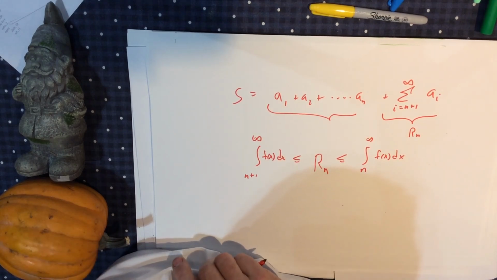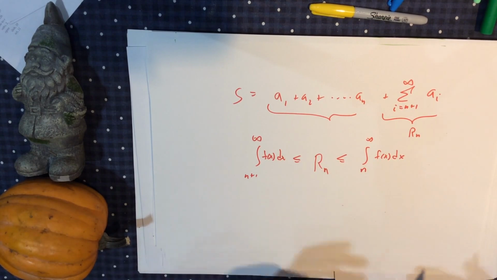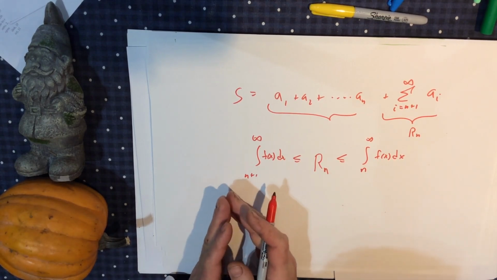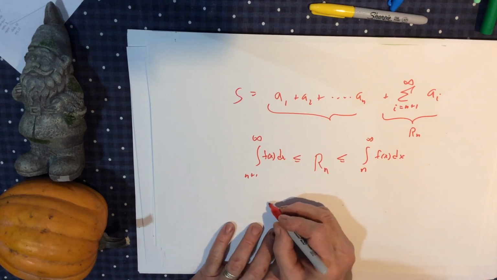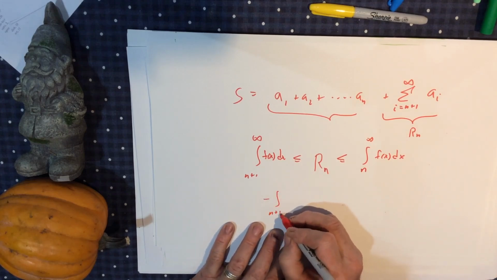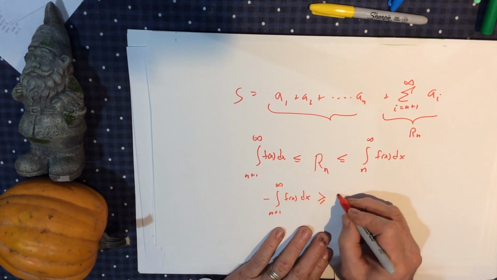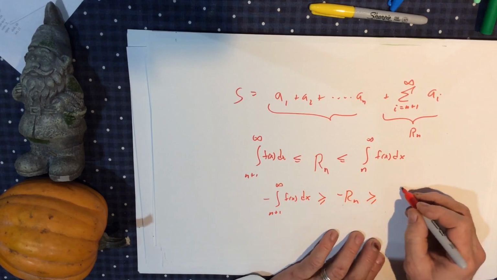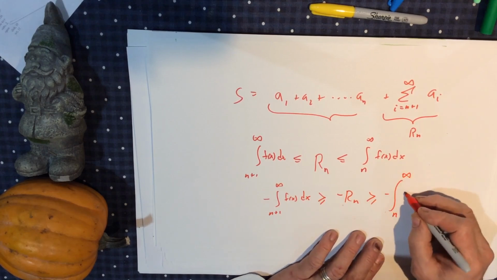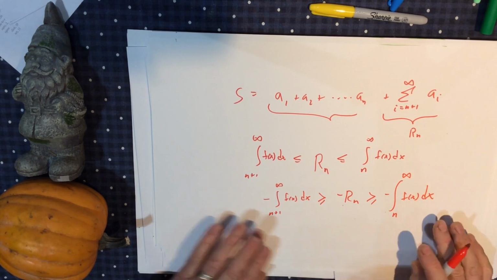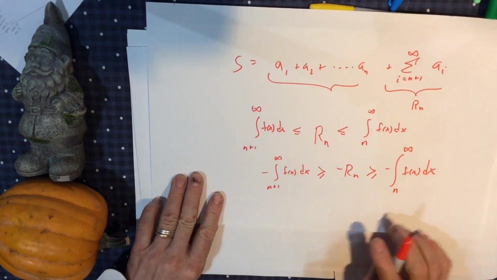So you know what I'm going to do? I am going to now multiply this by a minus 1. Then I'm going to add s everywhere.